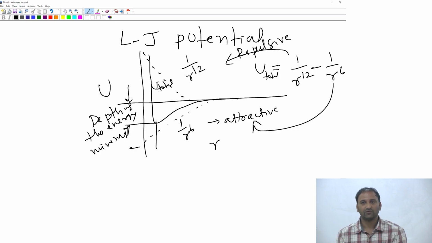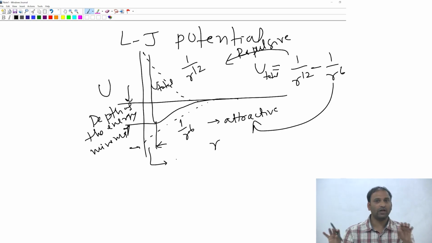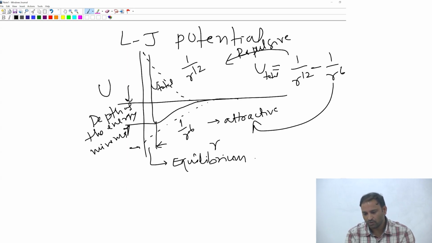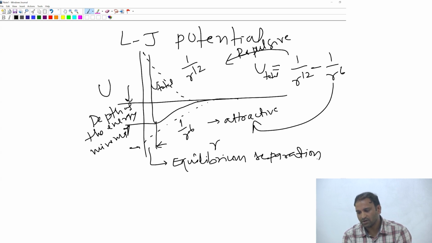That's what the depth of the minima represents, and the minima position tells us something about the equilibrium position. On an average, what is the typical distance between the atoms or the molecules that constitute a given particle? That's your equilibrium separation. The functional form of this interaction potential would definitely depend on the type of particles that you're dealing with.